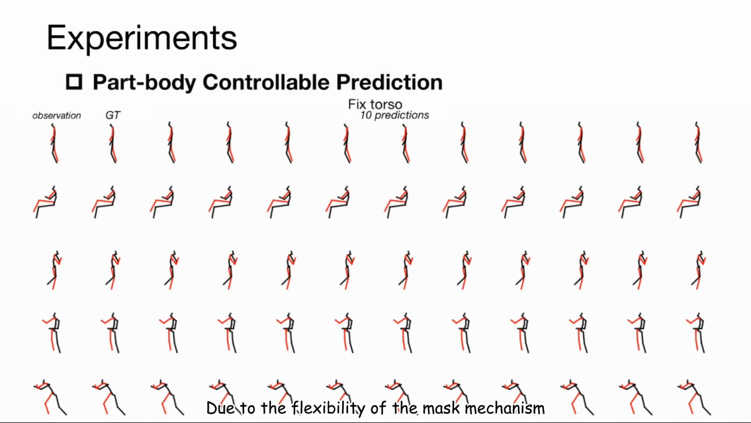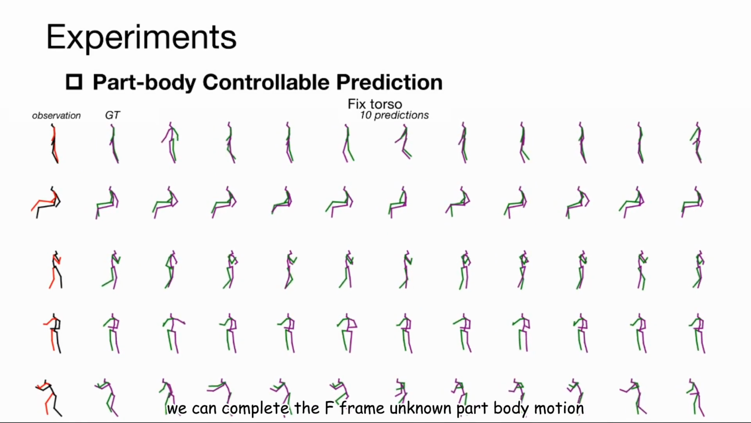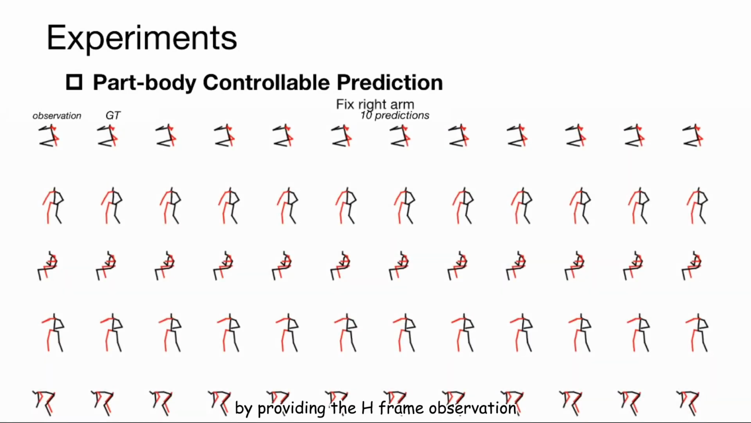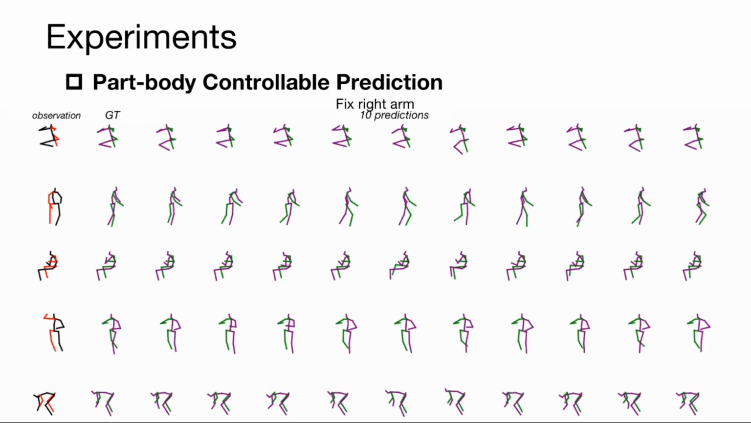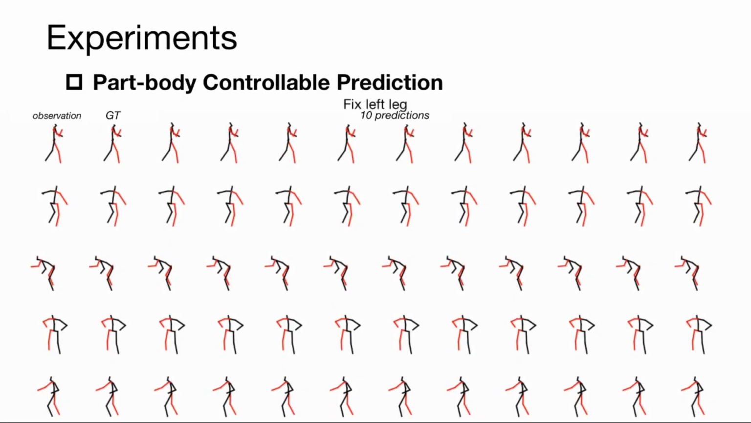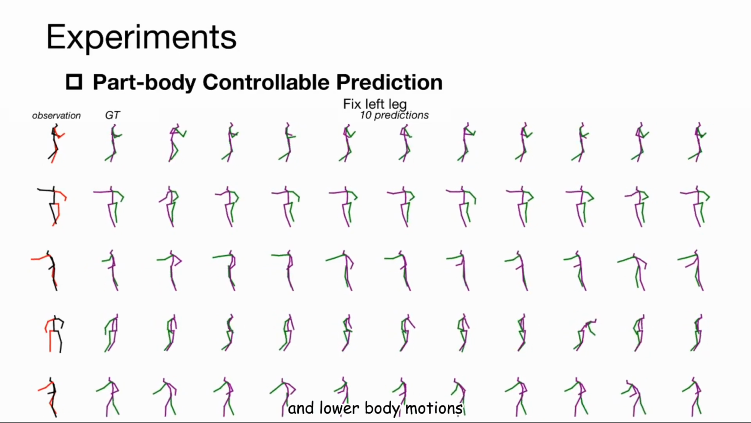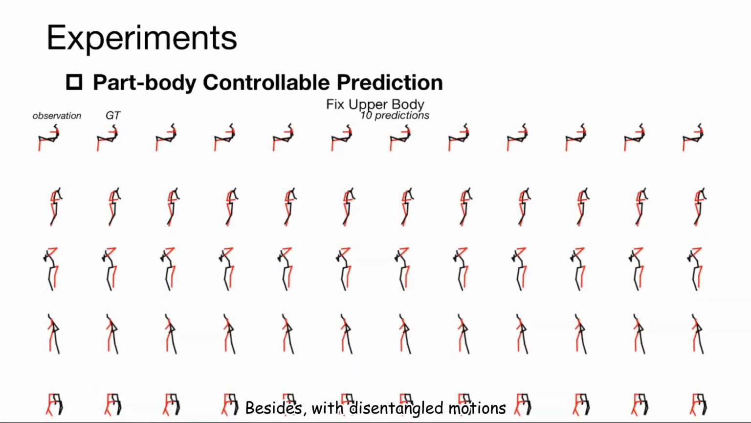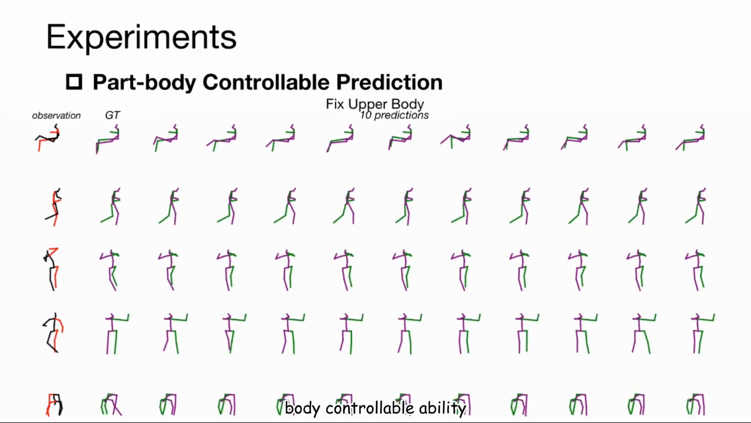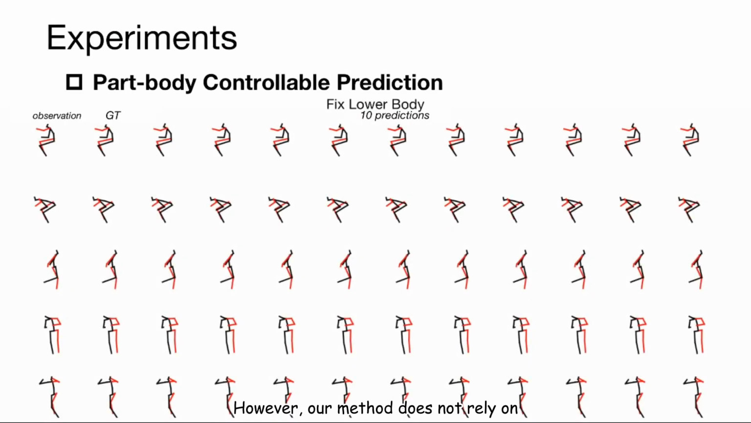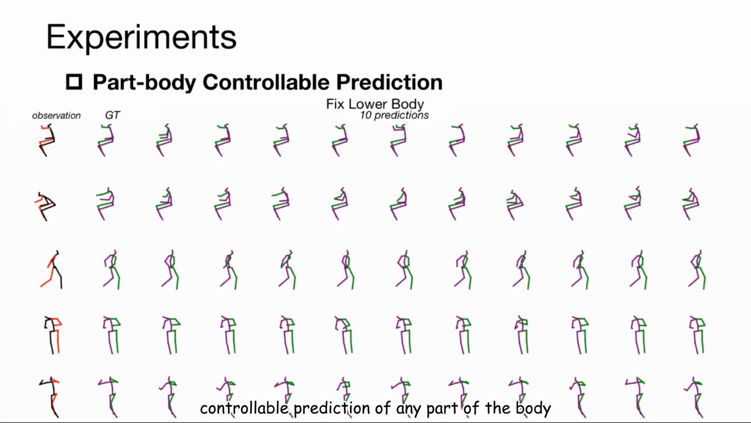Due to the flexibility of the mask mechanism in the DCT completion algorithm, we can complete the F-frame unknown part-body motion by providing the H-frame observation and final F-frame specified part-body motions. The baselines GSPS and DLow can only achieve upper-lower body control since they need to disentangle the upper and lower body motions. Besides, with disentangled motions, these methods need to retrain the model to achieve the part-body controllable ability. However, our method does not rely on model retraining and can achieve controllable prediction of any part of the body.